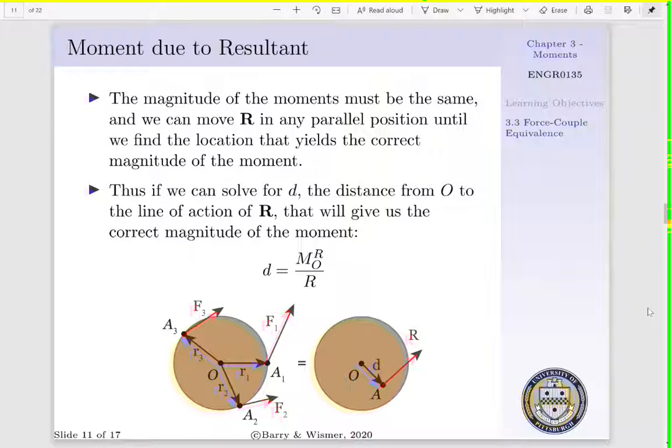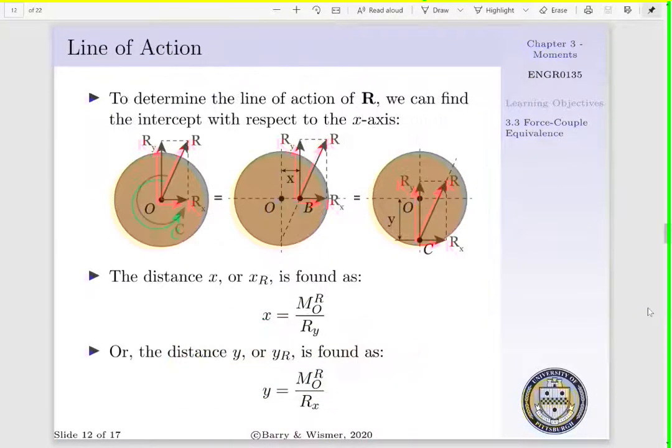That is, in a scalar form, we can solve for d, the distance from our part center to the line of action of R, that is going to give us this magnitude of our moment. That is, we can say d is equal to our moment about our part center O due to our resultant force per our resultant force. To determine the line of action of R, we can find the intercept with respect to the x-axis.